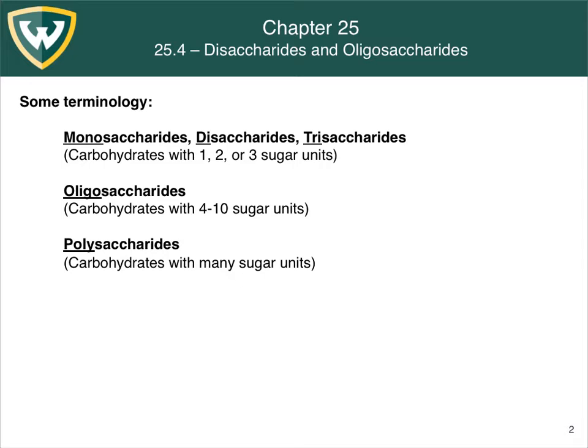Most carbohydrates in nature contain more than one monosaccharide unit. Those that contain 2 units are called disaccharides. Those that contain 3 units are called trisaccharides, and so forth. The general term oligosaccharide is used for carbohydrates that contain from 4 to 10 monosaccharide units. Carbohydrates containing larger numbers of monosaccharide units are called polysaccharides.